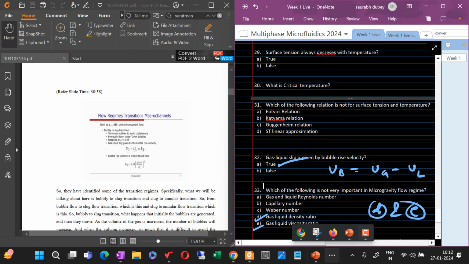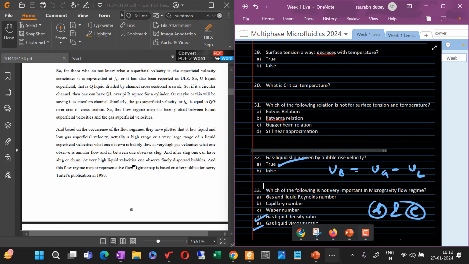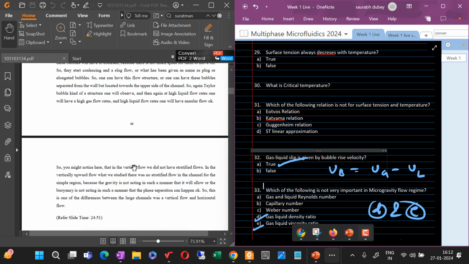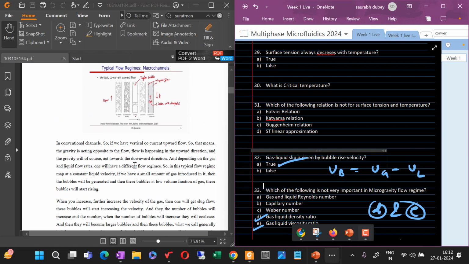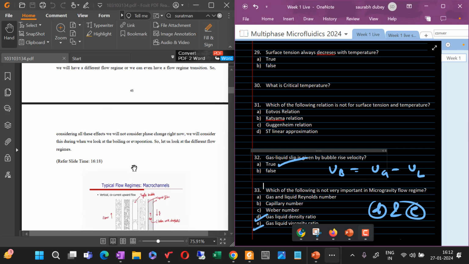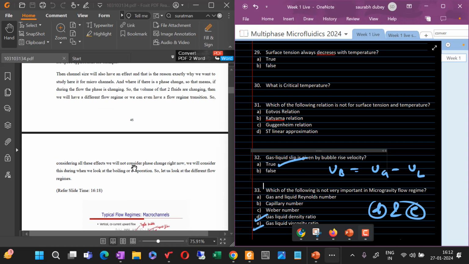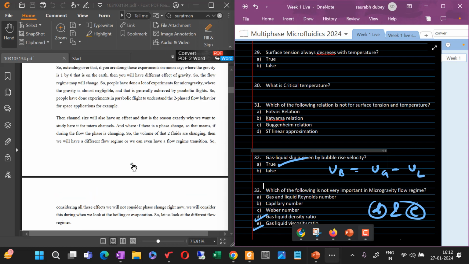Which of the following relations is not for the surface tension and the temperature? So this is the effect of temperature on surface tension. There is a relation, the Katayama relation, I think he also talked about. But Guggenheim.